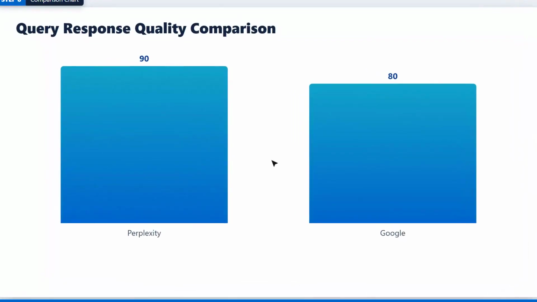Now, let's create a comparison chart to highlight the differences between Perplexity and Google's search capabilities. For instance, while Perplexity excels in generating human-like text based on given prompts, such as crafting creative stories or emails, Google is more adept at providing quick, factual answers and navigating through vast amounts of web data efficiently.